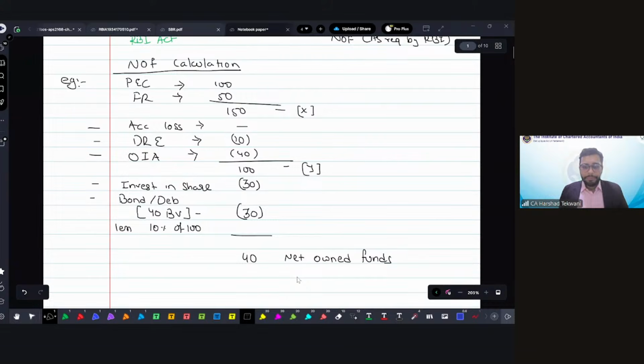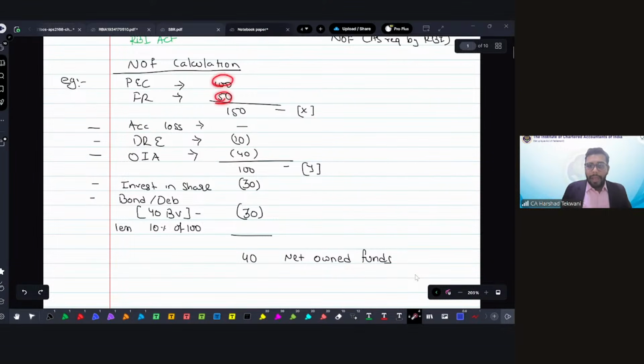Any other doubts? What is the logic for debentures? Can you give another example or explain this example again? Sure, definitely. So what was the example, or how it works, is when we are calculating the net owned funds, first you need to add the equity capital of 100. Then you need to add the free reserves, whichever free reserves are there.